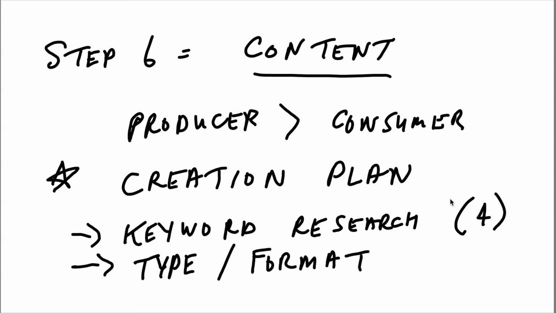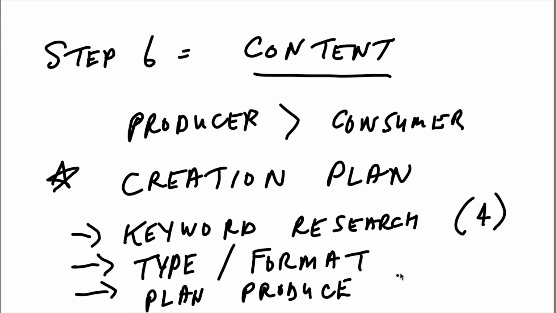So basically, when appropriate, you want to look through your keywords and assign the various types and formats to your different keywords. So you do that all in advance, and then you want to plan and produce. And when you plan and produce, there are a few things that you can do to help make your content better than what is out there on the web already.